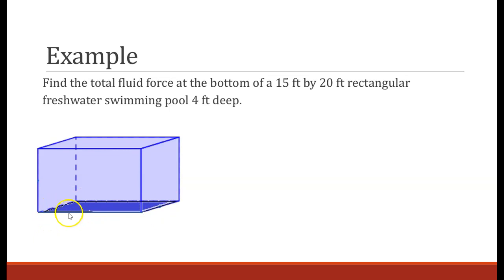So this is a constant depth surface. And the dimensions of this pool are that the bottom is 15 feet by 20 feet. So we'll say this is 20 feet by 15 feet with a depth of 4 feet. Now the formula for fluid force, and this is going to be in imperial units, we're going to have the weight density times the depth times the area of the surface.